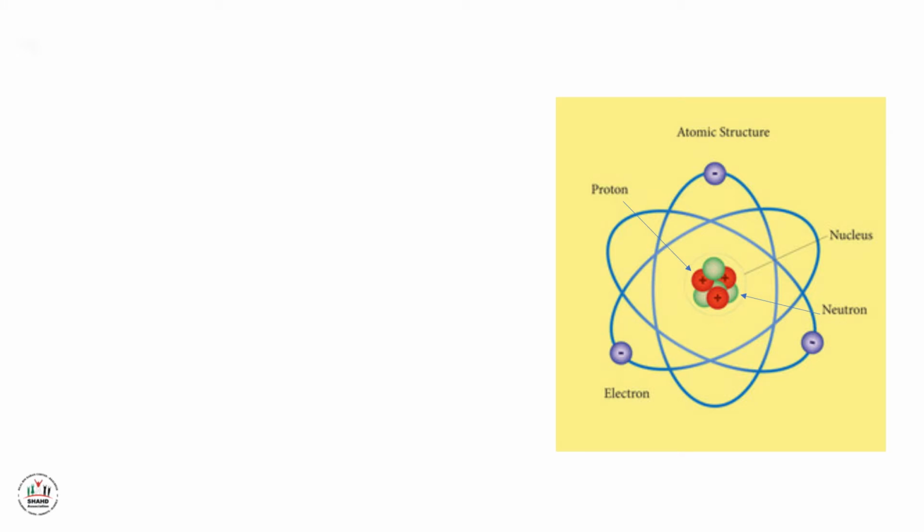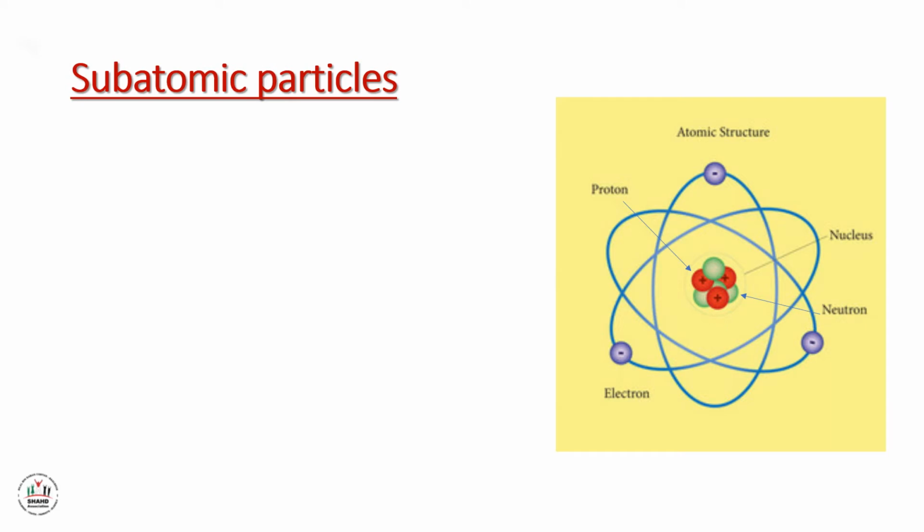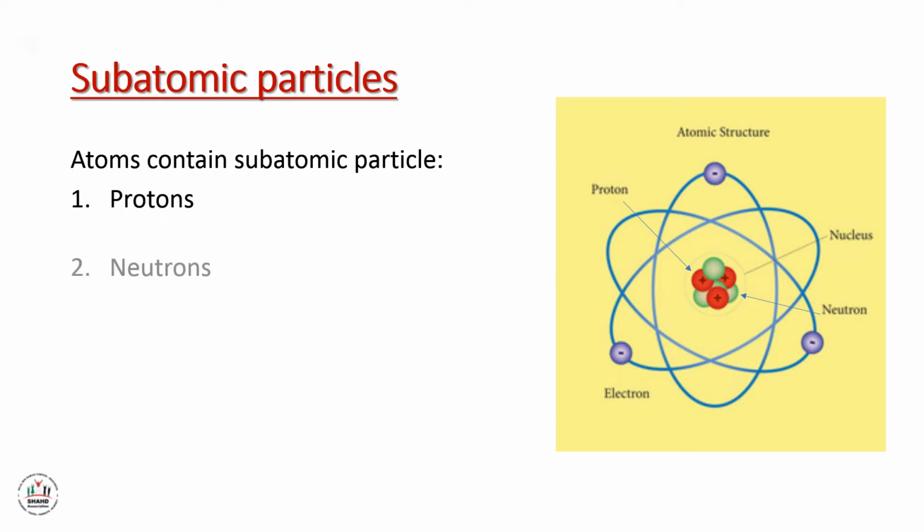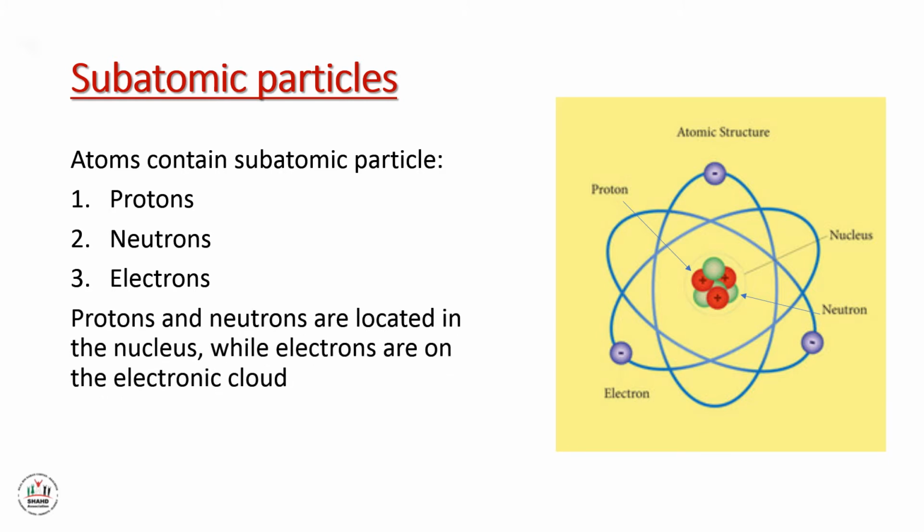Now, we will identify the three subatomic particles that exist in each atom. Atoms contain subatomic particles that are called protons, neutrons, and electrons. This picture to the right shows the three subatomic particles and their location. Protons and neutrons, having the color red and green, are located in the nucleus, while the electrons, which have the color blue, are located on the electron cloud.